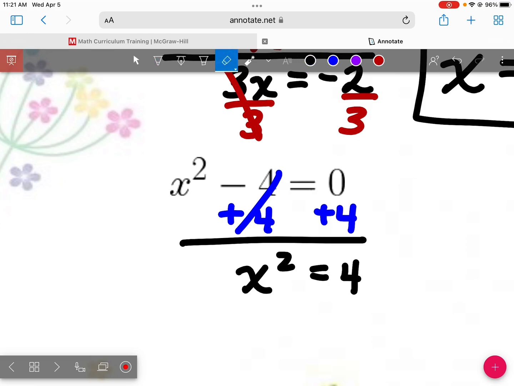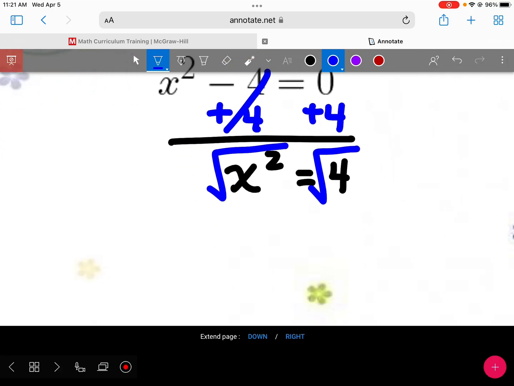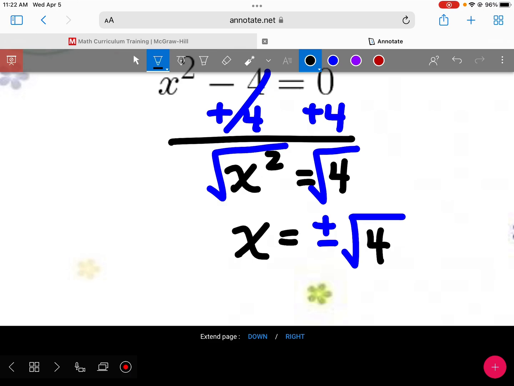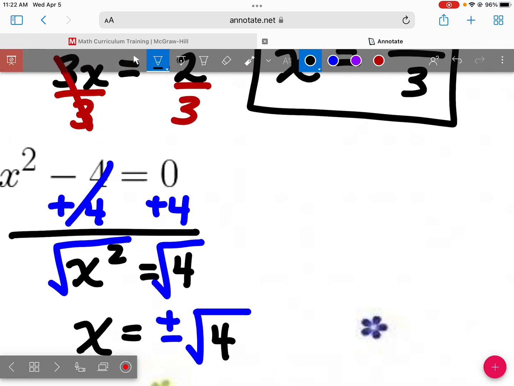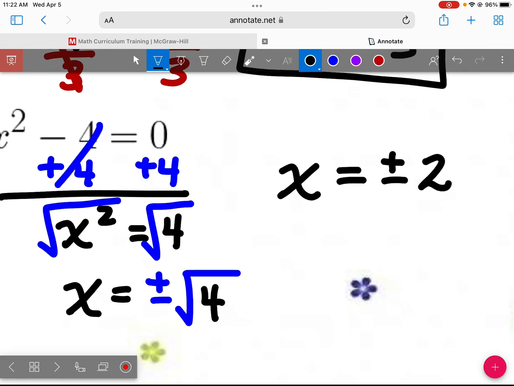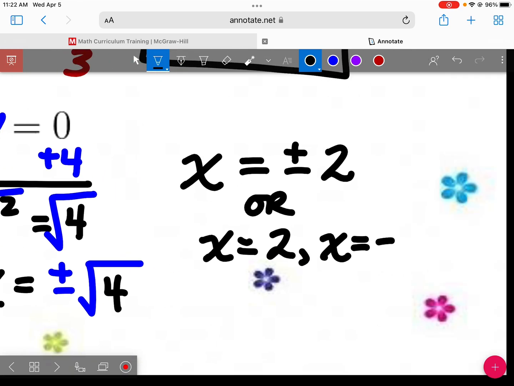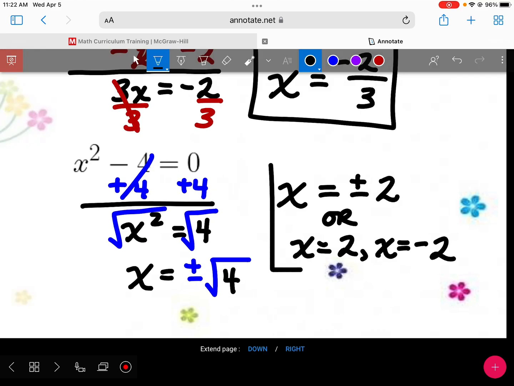How do I undo the squared part? Square root. And when we take a square root of both sides, we get how many answers? 2. So I would have x equals plus or minus the square root of 4. What is the square root of 4? 2. So I would have x equals plus or minus 2. Or you could write that as x equals 2, x equals negative 2.